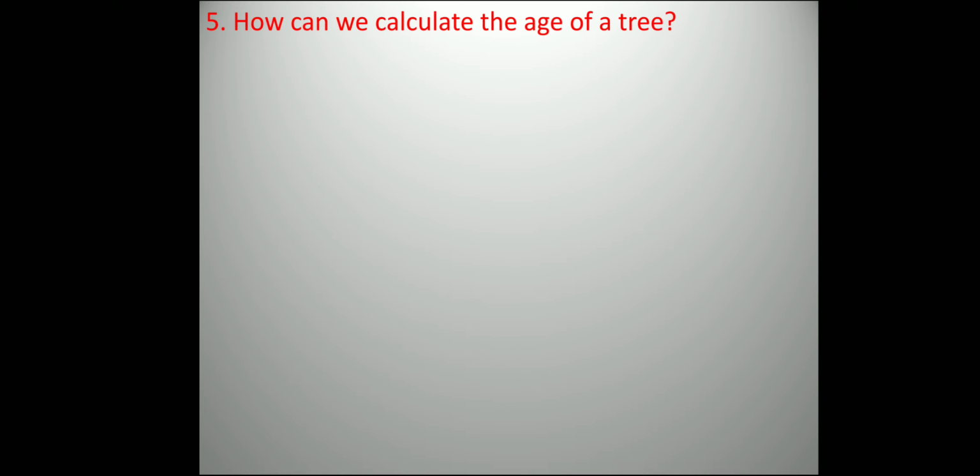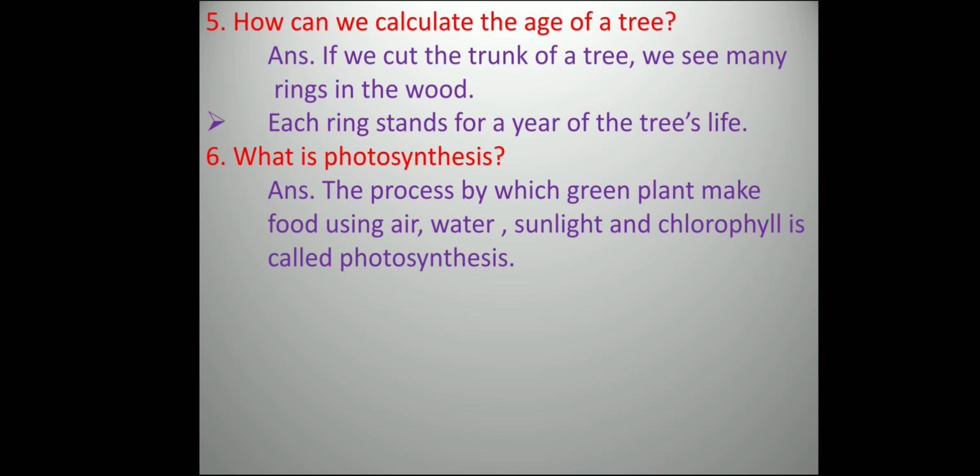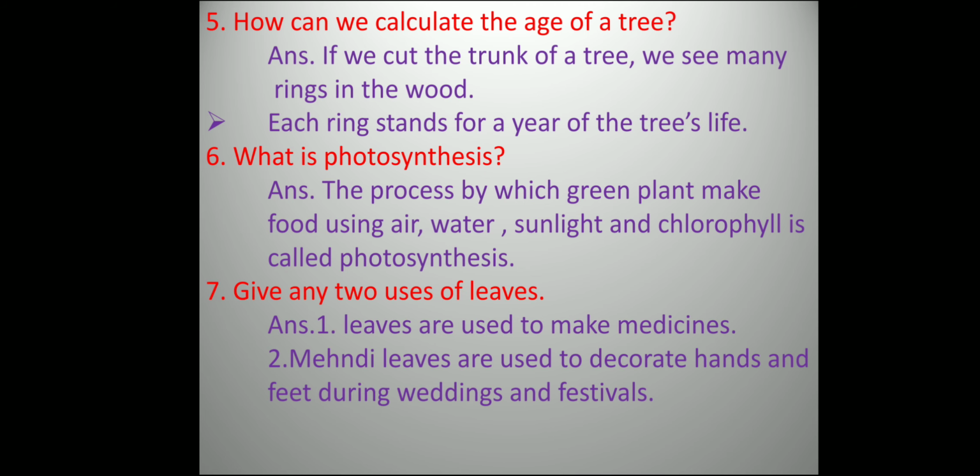Question number 5. How can we calculate the age of a tree? Answer is, if we cut the trunk of a tree, we see many rings in the wood. Each ring stands for a year of the tree's life. Now question number 6. What is photosynthesis? Answer is, the process by which green plants make food using air, water, sunlight and chlorophyll is called photosynthesis.